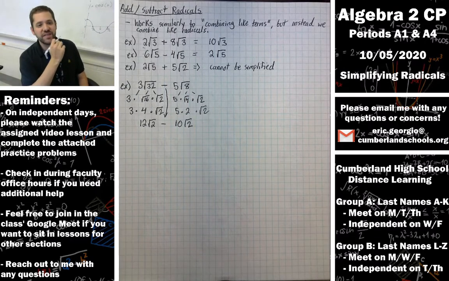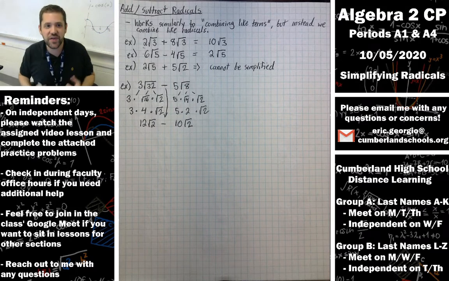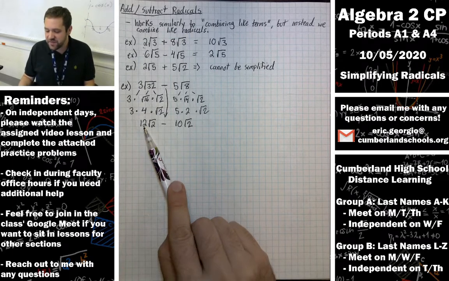Ooh, and now you look at this and you'd be like, whoa, it's one of those moments in math where you get that tingly feeling inside of you and you're like, whoa, I must be doing something right because now, look, I have 12 square roots of 2.